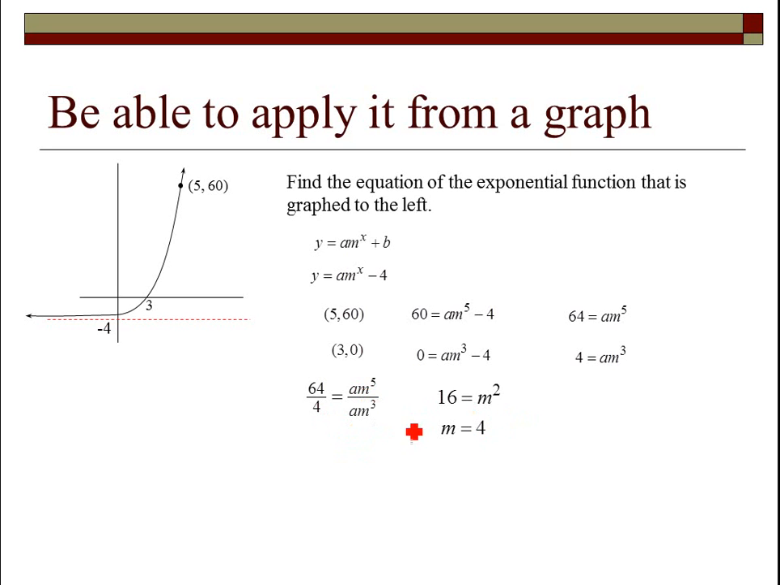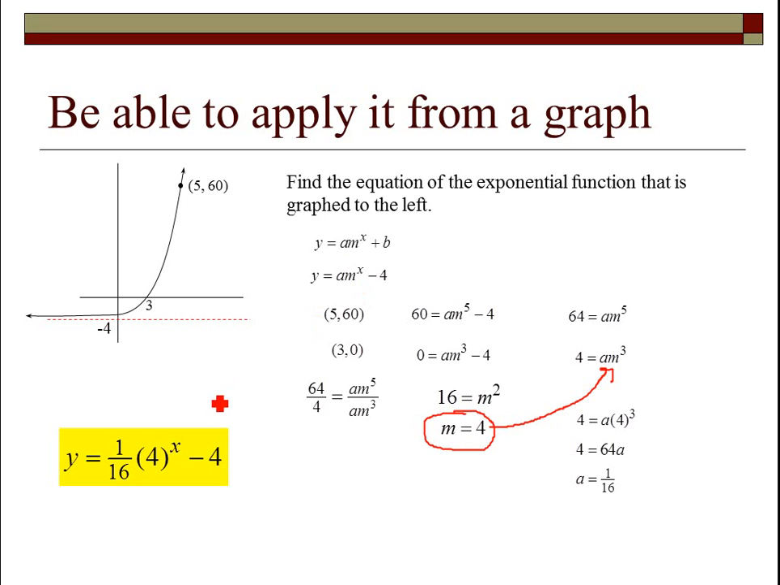Now I'm going to take this multiplier and plug it into the easiest equation I could find. So I got 4 is equal to a times 4 cubed. 4 cubed, do 4 times 4 times 4, that's 64. 4 divided by 64 reduces to 1/16. So now I know my equation. I got a is 1/16, m is 4. There's my equation.